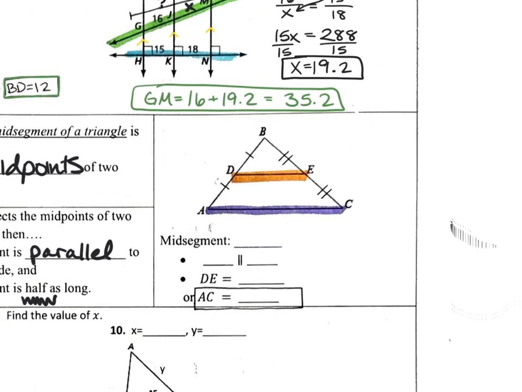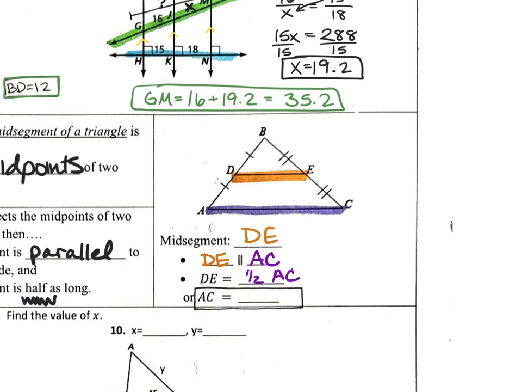So in this image, our midsegment is segment DE. Since I know that it's a midsegment, I see the markings to tell me it's a midsegment. I know that side length DE is going to be exactly parallel to AC. Based on the theorem as well, it tells me that DE is going to be half as long as AC.